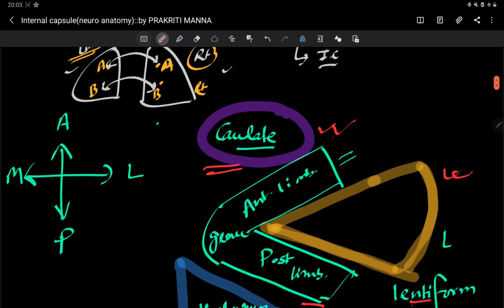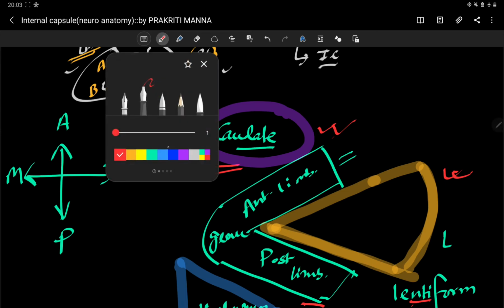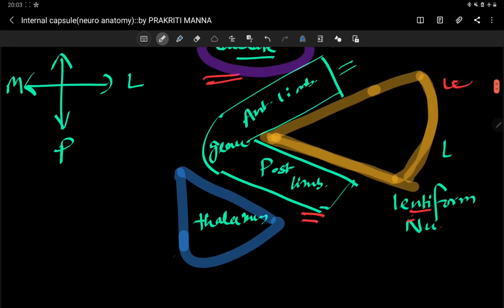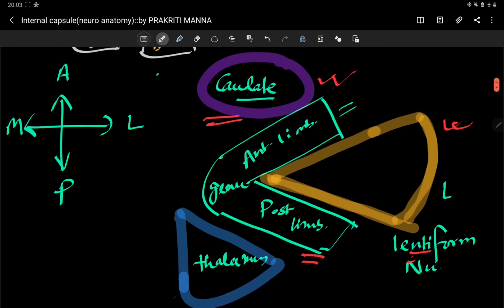So what I am telling is that the anterior limb of the internal capsule is located in between caudate anteromedially and laterally lentiform nucleus. And the posterior limb of the internal capsule is present in between thalamus posteromedially and laterally lentiform nucleus, and the bend in between anterior limb and posterior limb is called your genu. So this is actually the location of internal capsule.